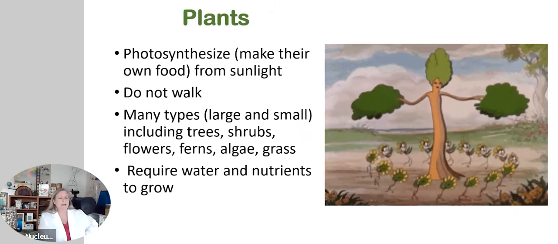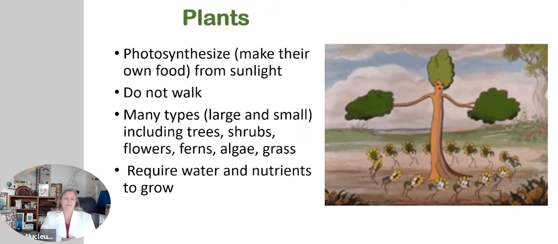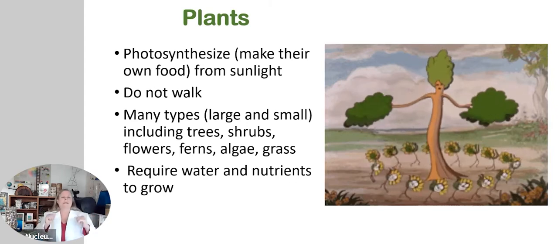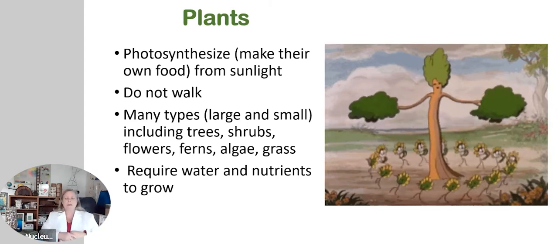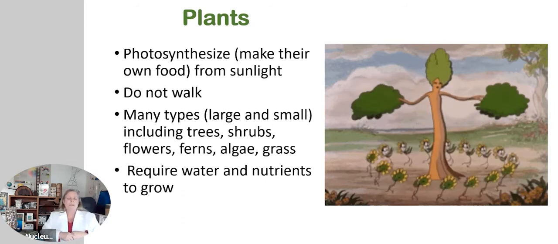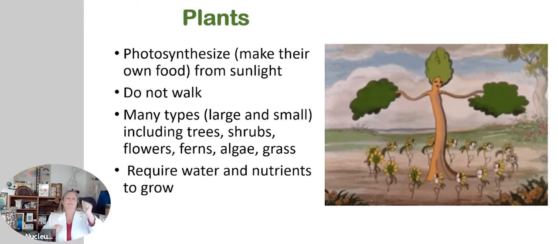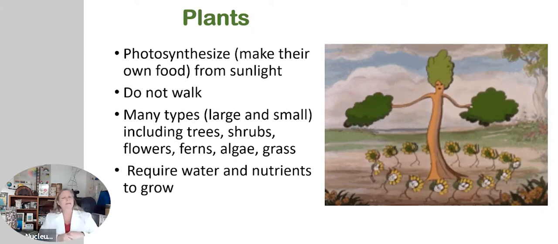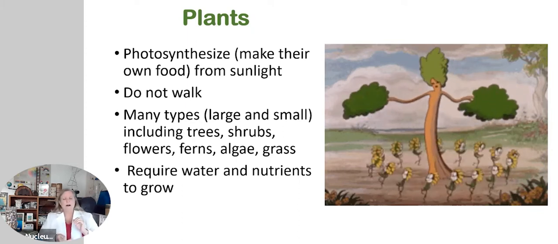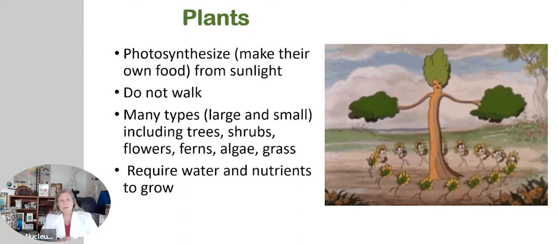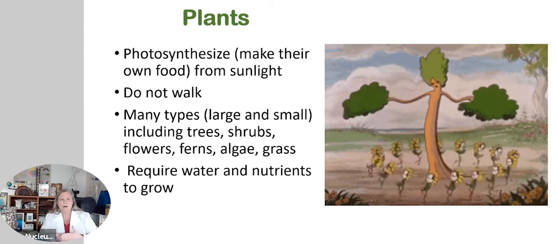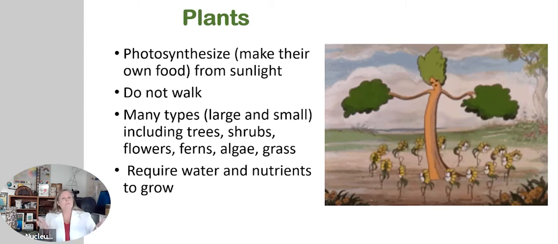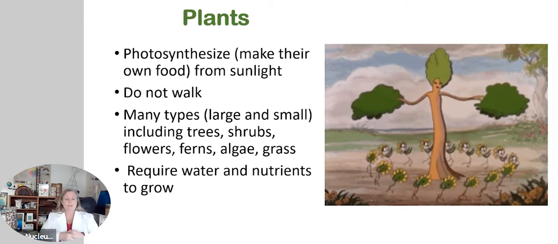So these plants, they photosynthesize. That's a big word. All it means is that they make their own food from the sunlight. So if you look at that funny picture, can our plants really dance around like those little daisies are doing? No, not exactly. Our plants can't walk. If they're hungry, they have to make their own food. They can't run off to the grocery store. They can't order pizza. They have to stay where they are because their roots keep them there. They have to make their own food, again, with photosynthesis.